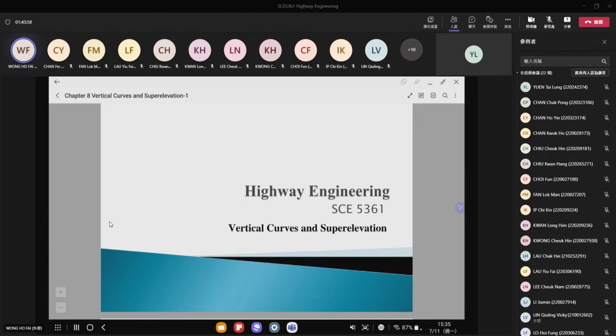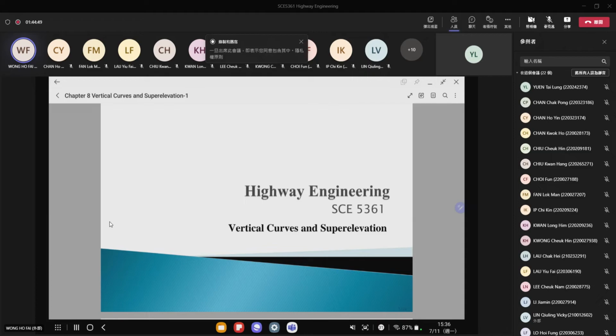Okay, after the horizontal curve, we have a new chapter today. Actually, it's about the so-called vertical curves and then the super elevations. For the roads, it consists of horizontal curves because when you are going around some obstructions, you need to have the horizontal curve to pass around them. And when you're going up the hill and then going down the hill, of course you also need to have what we call a vertical curve, okay? Say that you go from one gradient to another gradient, then of course you will create a curve in between.